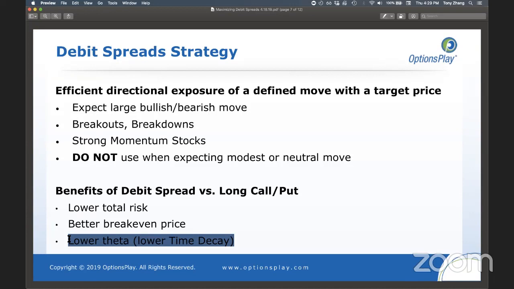Because if you just buy a call or a put, you always have that erosion working against you, so you have to time your trades relatively sensitively. When you're buying debit spreads, you don't have to be as time sensitive. You should still be aware of it, but you don't have to be as time sensitive. So those are some of the benefits, and when you should consider using debit spreads.